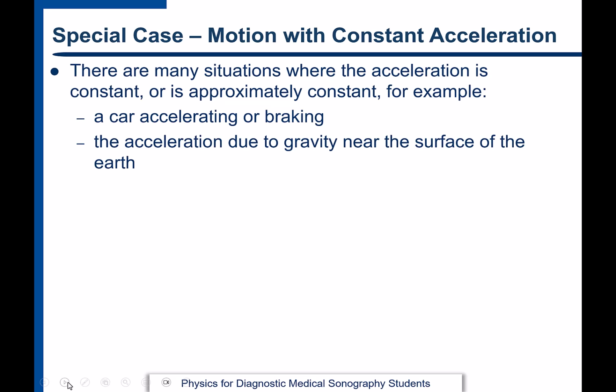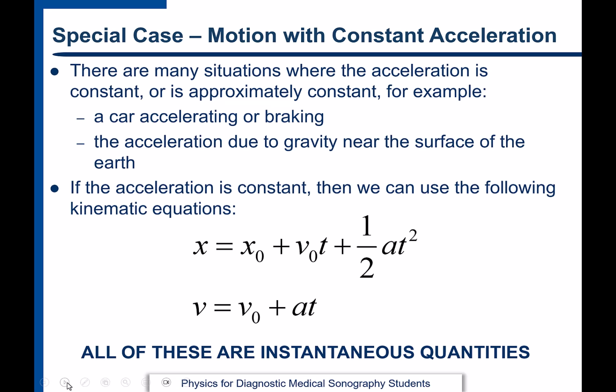Same thing if you're stepping on the brake pedal in an even way, then the car will also be accelerating at a constant negative rate. Another example is the acceleration due to gravity near the surface of the Earth, and we'll talk about that a little bit later in this video. Well, it turns out that when the acceleration is constant, then we can get the following two kinematic equations. And these we'll refer to as our kinematic equations.